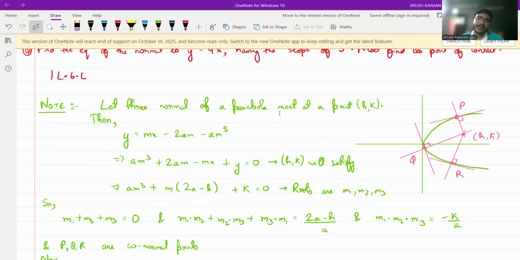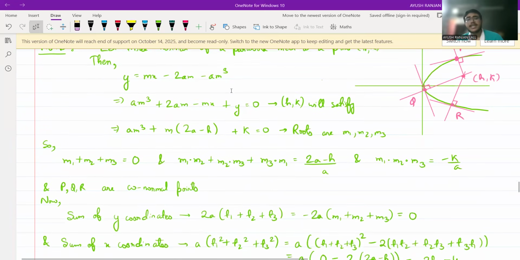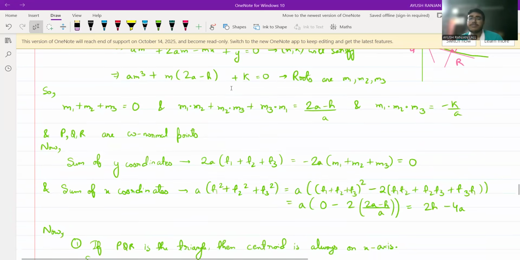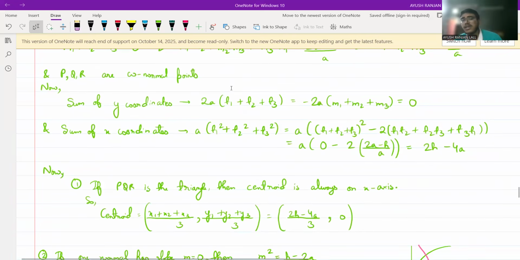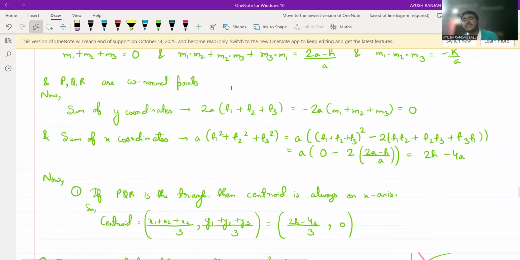From that, let's say the roots are m1, m2, m3. From there, we have written the sum of roots, the sum of products of two roots, and then the product of roots. So from there, we have written all those three things. Automatically, we can say the sum of y coordinates is 0, and the sum of x coordinates is 2h minus 4a, meaning the sum of y coordinates is always 0.